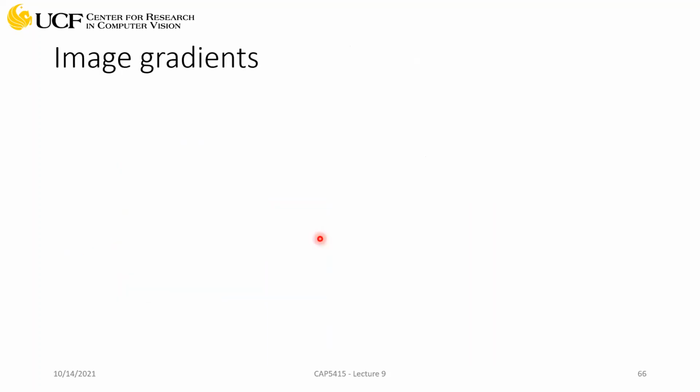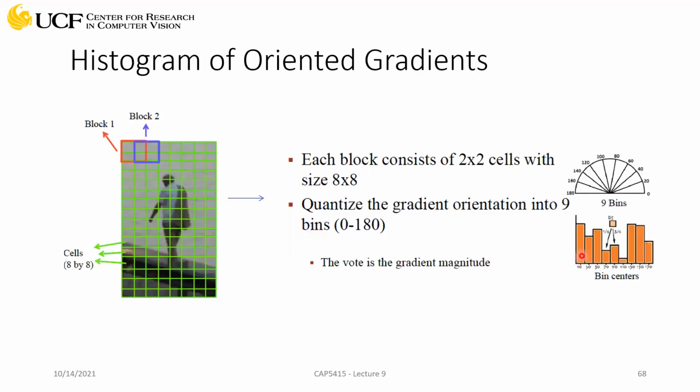So if you look carefully here, what this means is if a particular edge has a very high magnitude, it should influence the histogram more as compared to an edge which has a very low magnitude. Is that clear, Moman? Yes, Professor.